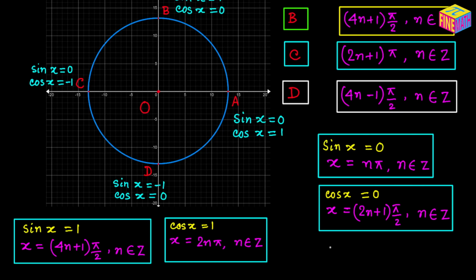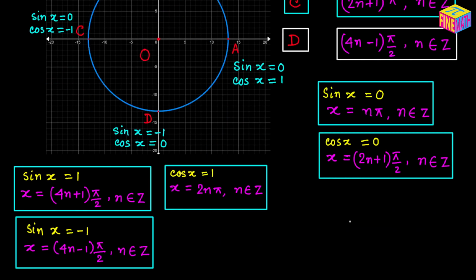Well, from the diagram, we can see that sine of x can be negative 1 only at one position, and that is the position D. And the amount of angle for position D is actually 4n minus 1 times pi over 2. So when sine of x is negative 1, we can say that x would be equal to 4n minus 1 times pi over 2.